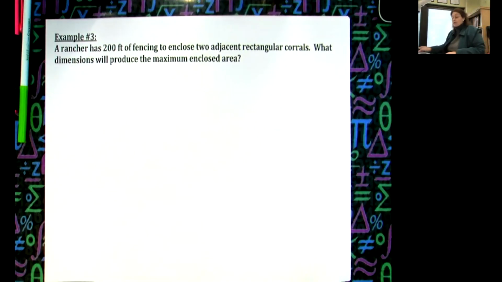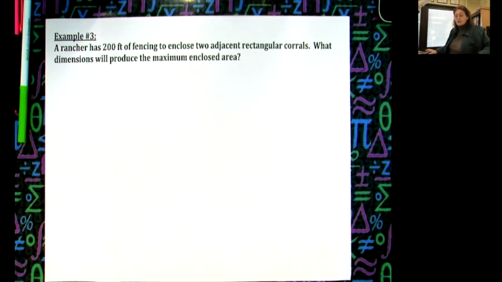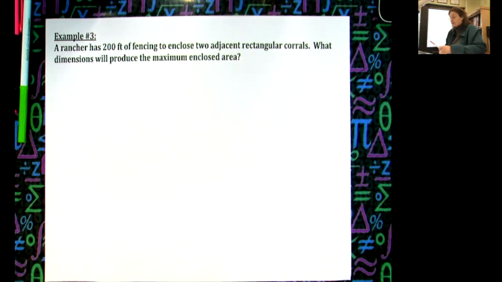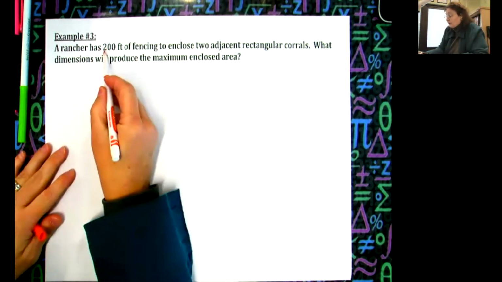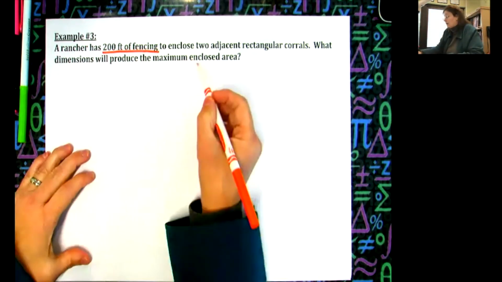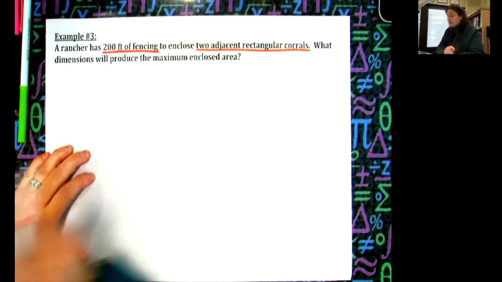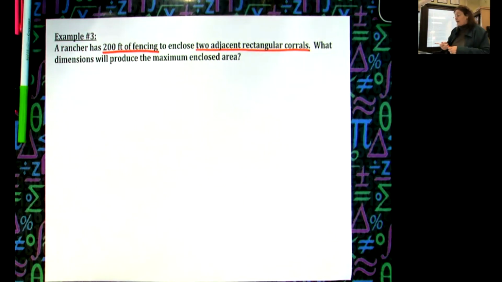There we go. All right, so this is going to be our third example of an optimization problem. Pretty straightforward. It's going to have some adjacent rectangular corrals, which is a pretty common thing. So a rancher has 200 feet of fencing, okay, that's referring to our perimeter, and it's going to enclose 2 adjacent rectangular corrals. That's important. What dimensions will produce the maximum enclosed area?